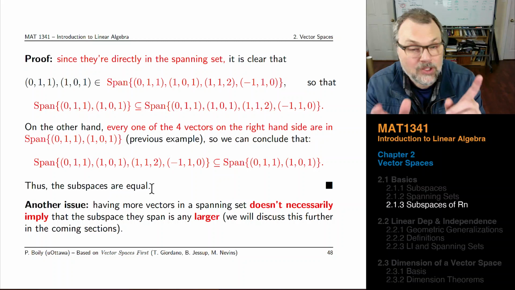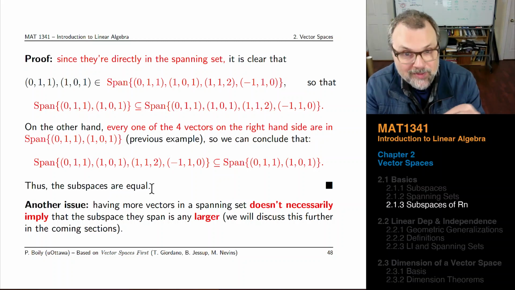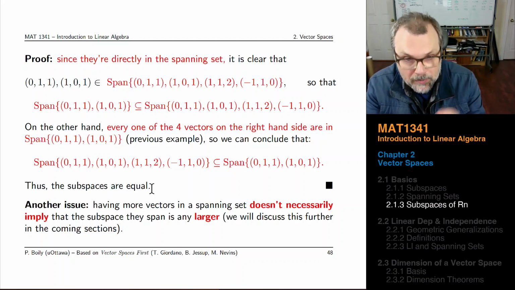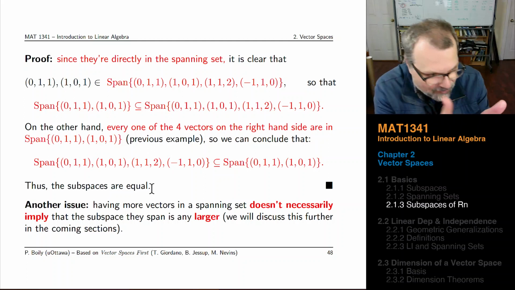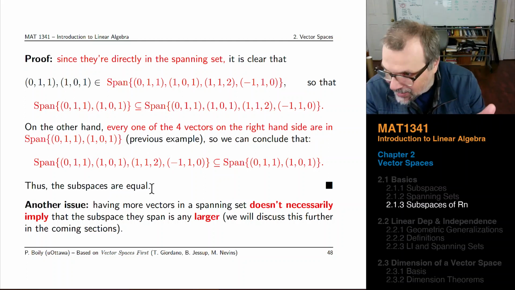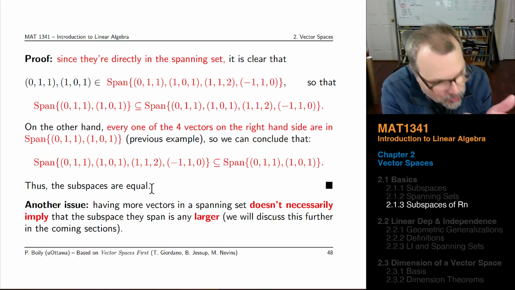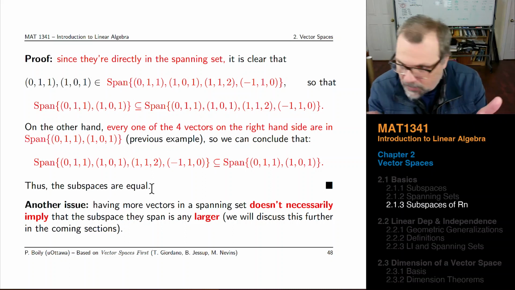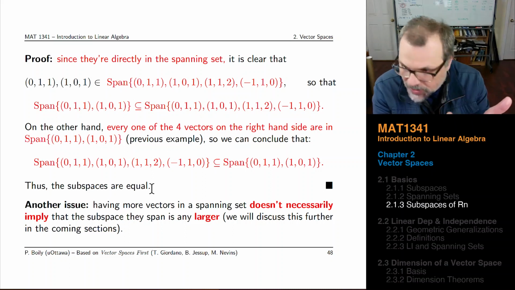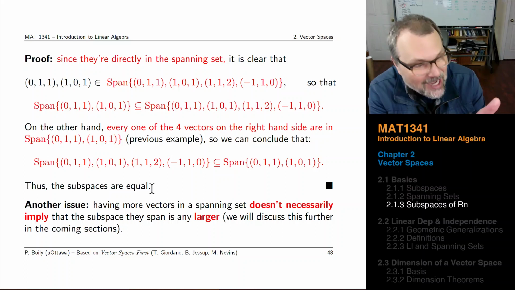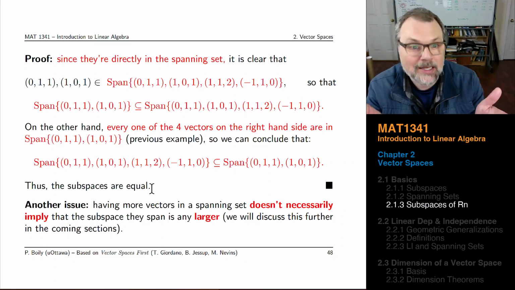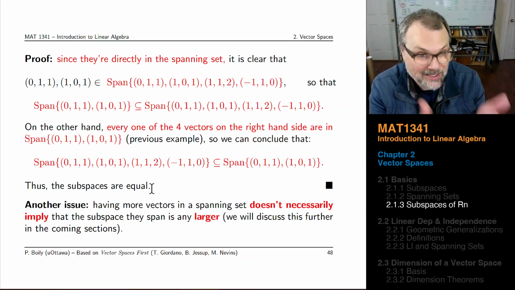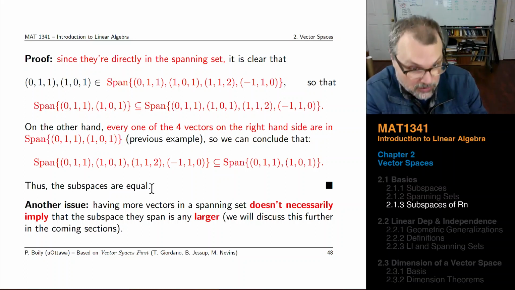Okay? And you need to understand what the big theorem on spans says. The big theorem on spans says that if you have a vector in a subspace, then the span of that vector is contained in the subspace. If you have 2 vectors in the subspace, the span of these 2 vectors is contained in that subspace. You cannot leave a subspace by taking linear combinations of what's in the actual spanning set.